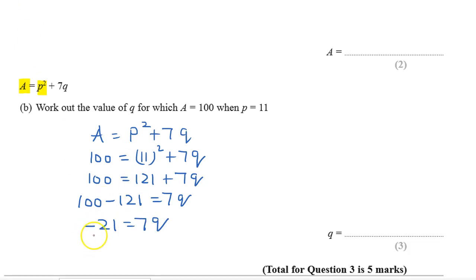Now we are going to divide both sides by 7. So this 7 will be cancelled and this is 3. So Q will be negative 3. So negative 3 is the answer.